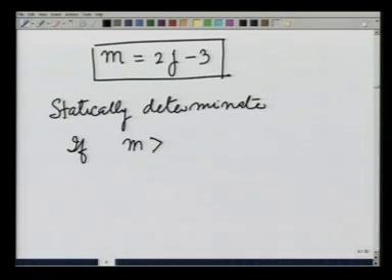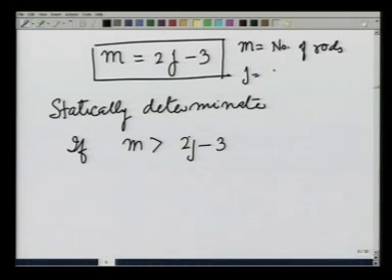If m is larger than 2j minus 3, where j is the number of joints and m is the number of members, let me write it here. M is equal to the number of these rods, let us say, and j is the number of joints, then the system becomes statically indeterminate. I have provided more constraints than are needed.